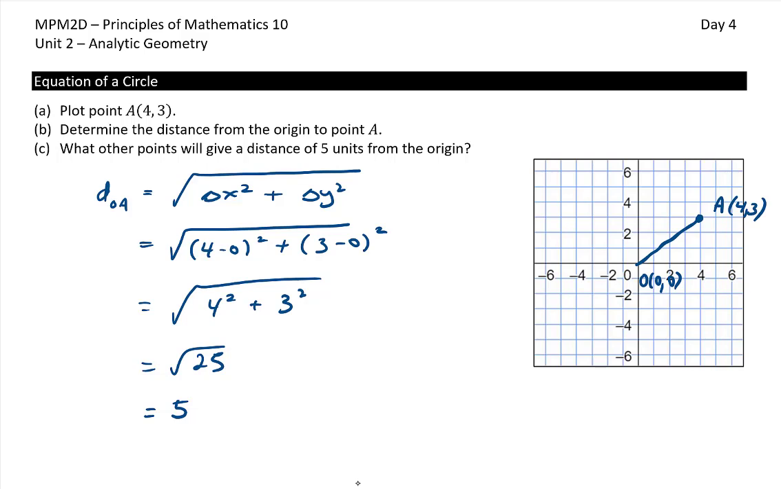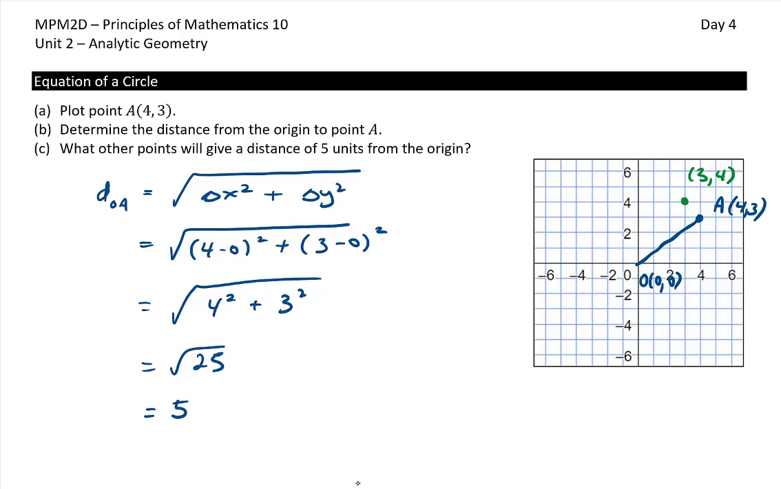Now tell me, what other points will give a distance of 5 units from the origin? Pause this video, find as many as you can, and then come back and check your work. So here are some other points that will be 5 units away. We can do 3 and 4. If we do 3 squared plus 4 squared, square root that, we're going to get a length of 5.